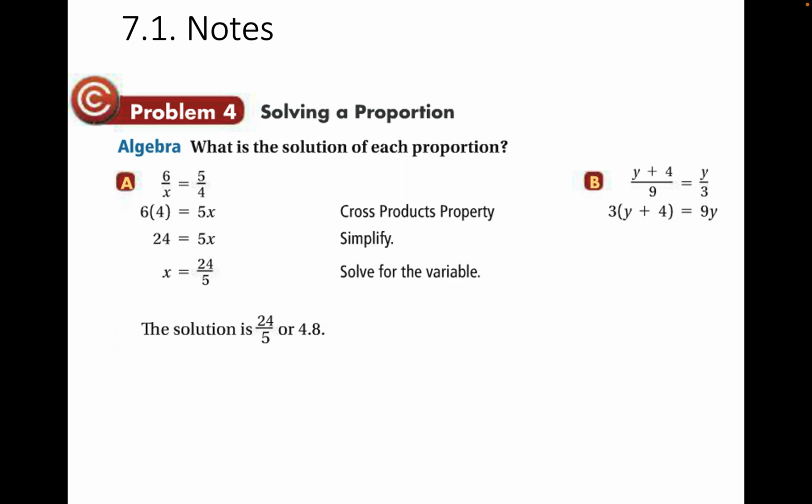All right, let's try b. For b, again, I'm going to multiply using my cross products property. So 3 times y plus 4 equals 9 times y. So 3y plus 12 equals 9y, subtract 3y from both sides, divide by 6, and I get y equals 2. So for this one, the value would be 2.